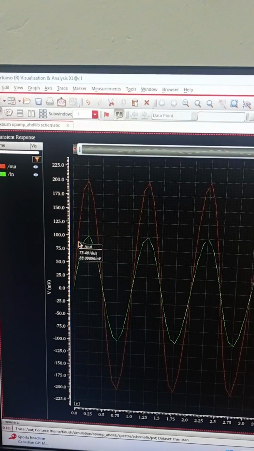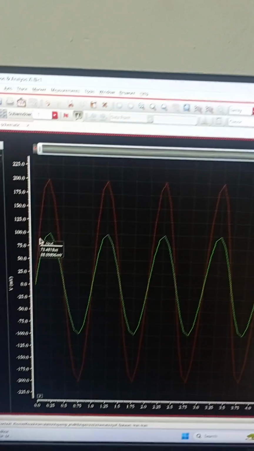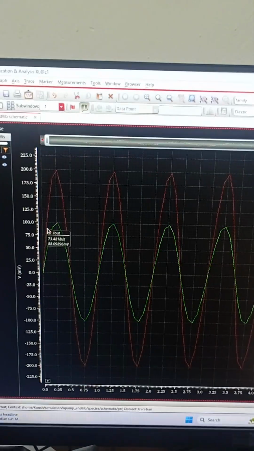As we can see, this is the result of the transient analysis, where I am getting a gain of 2. Tell me in the comment box why the gain is 2.